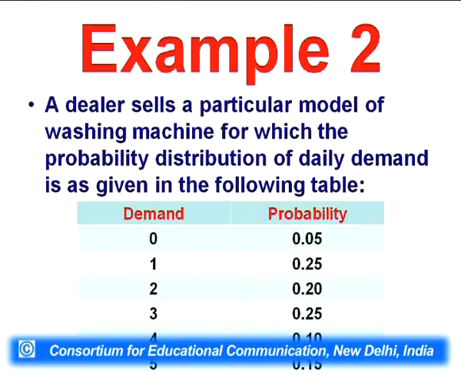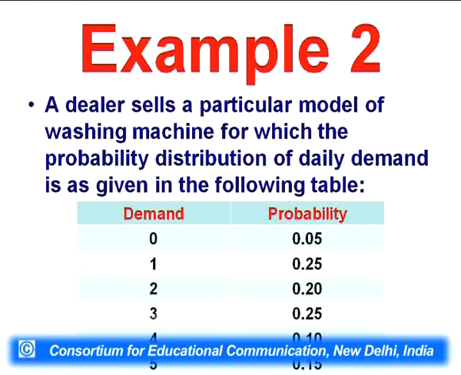As I discussed, we'll have a second example. So now we are discussing the second example. A dealer sells a particular model of washing machine for which the probability distribution of daily demand is as given in the following table. Here in this table, direct probability is given. In the problem of ice cream bricks, we were given the number of bricks sold in one month. But in this particular example, the direct probability is given.